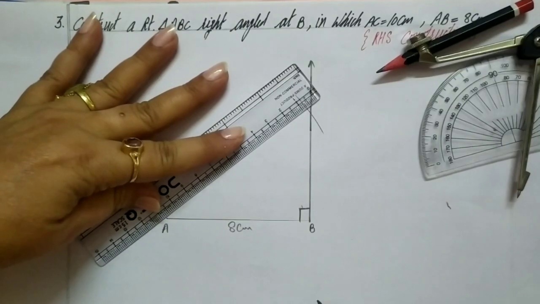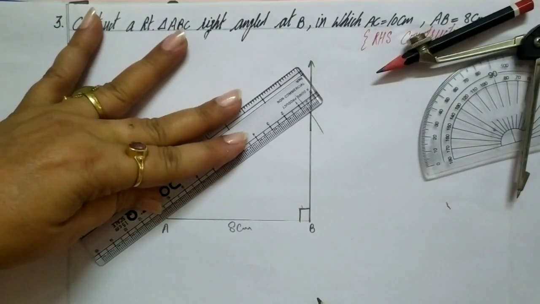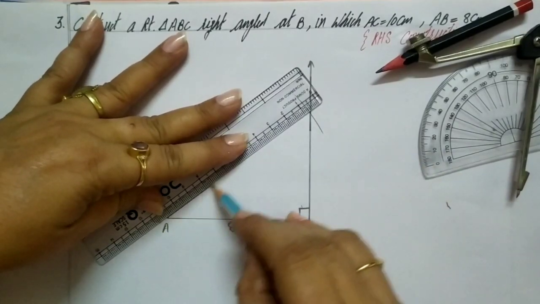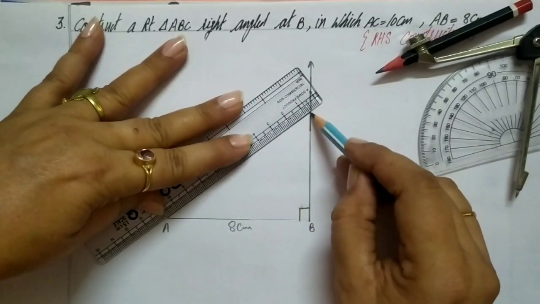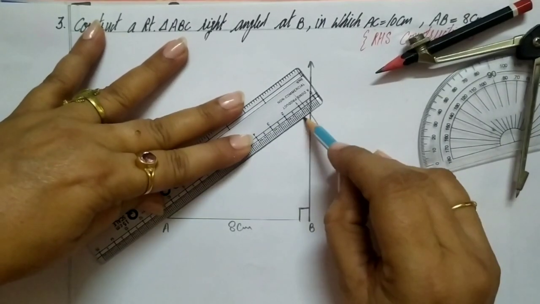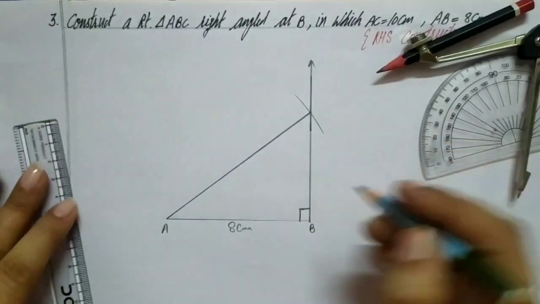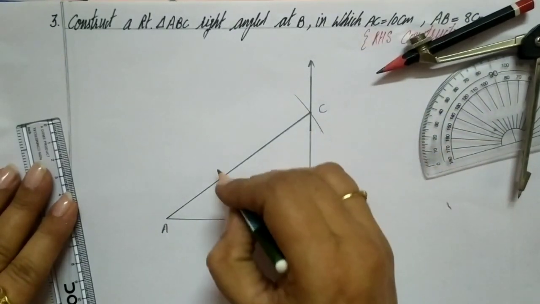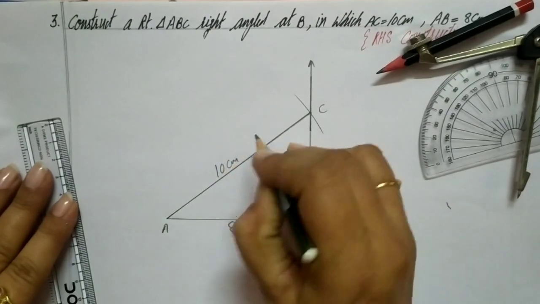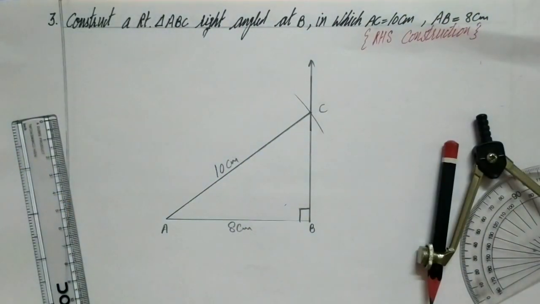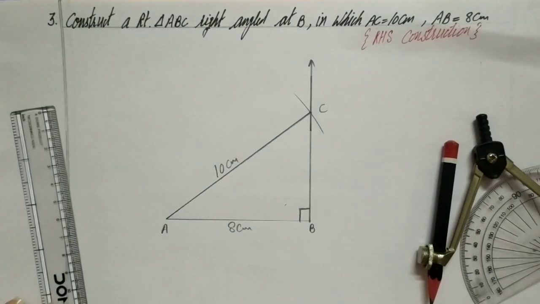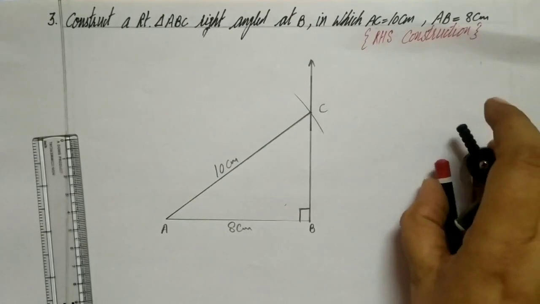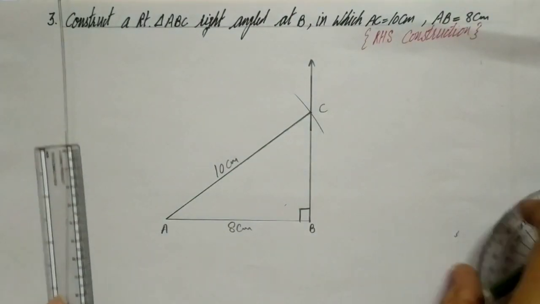Now join the point of intersection of this arc and ray along with point A. So this is point C. What is the length of AC? AC is 10 centimeter. So this is the right triangle which we have constructed using the given measurements. Now let's move to the next question, which is exactly the same.